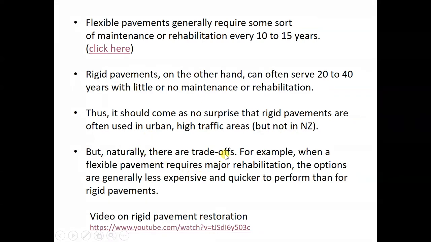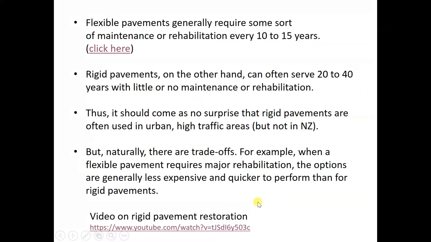But naturally, there are trade-offs. For example, when a flexible pavement requires major rehabilitation, the options are generally less expensive and quicker to perform than for rigid pavement. So for the flexible pavement, the upside is that if we need to repair or do maintenance or rehabilitation, it's cheaper and quicker than the rigid pavement. The rigid pavement will last a much longer time, but when it's time for maintenance, it will be more expensive.